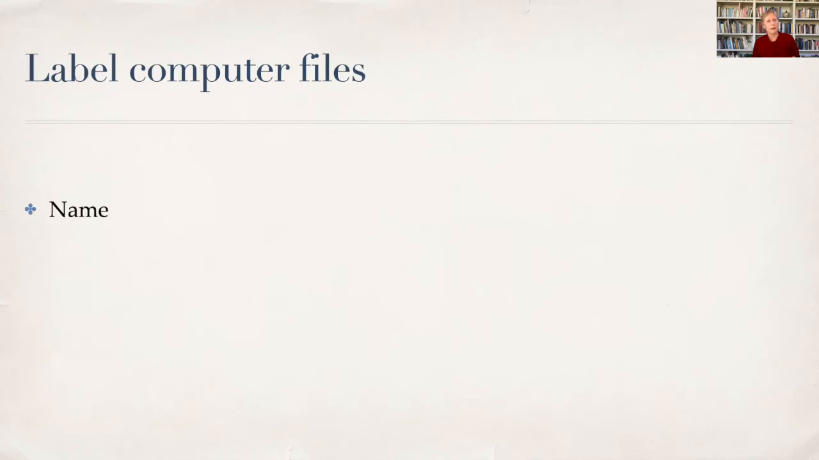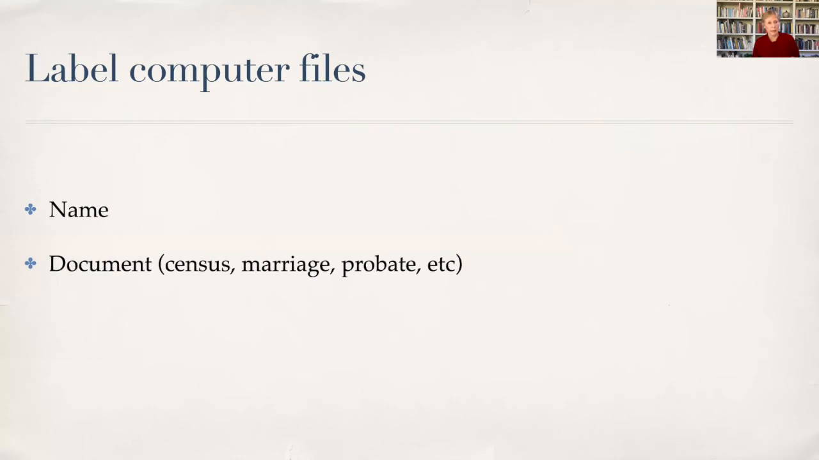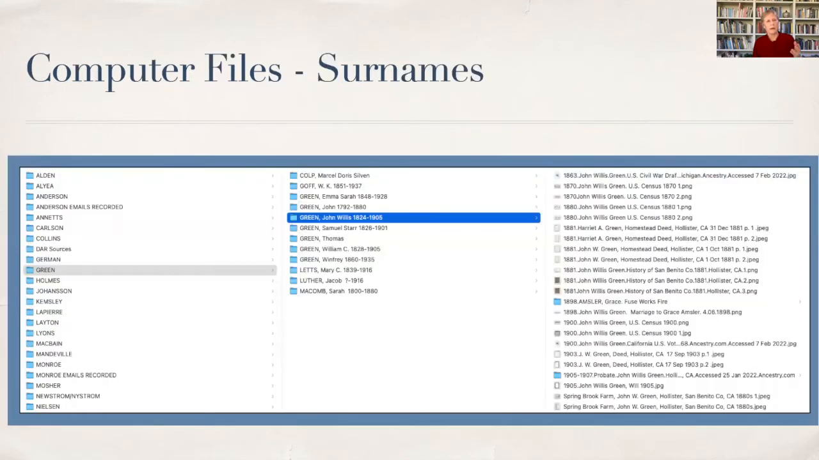I label my files first by name, then I do the document, name dot document. Then I do the date when the document was created, and then I do the location. And I do that for all my files, so that if I'm searching, as we can with our computers, I can pull up something by location, I can pull it up by the document name like census and find it. But I put it in under a folder system.